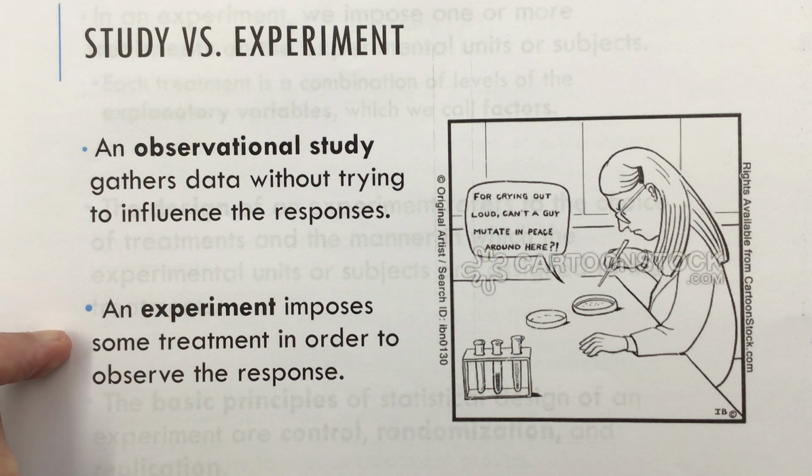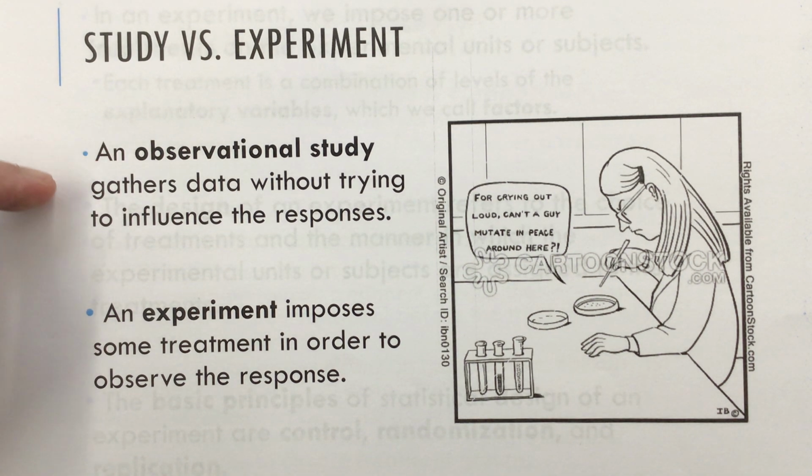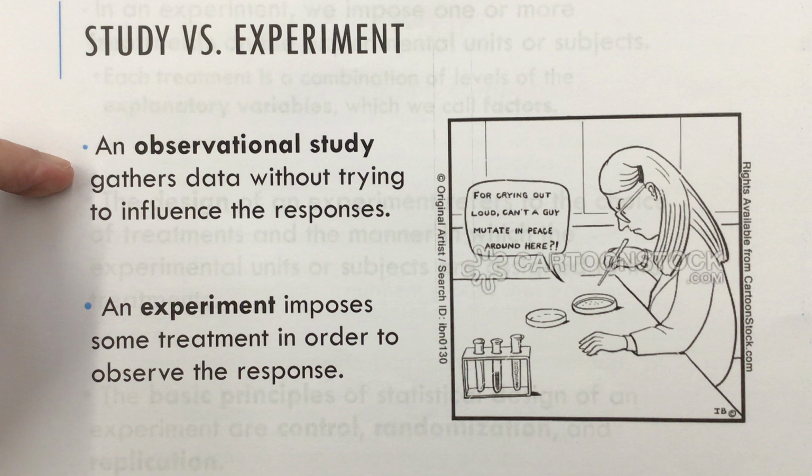So when we can't do an experiment because of ethical reasons, that's when all we can do is observe. And so that's an observational study. We're not having any actual input on the subjects. We're simply gathering data that is, oftentimes after the fact. We look at medical records and things like that.